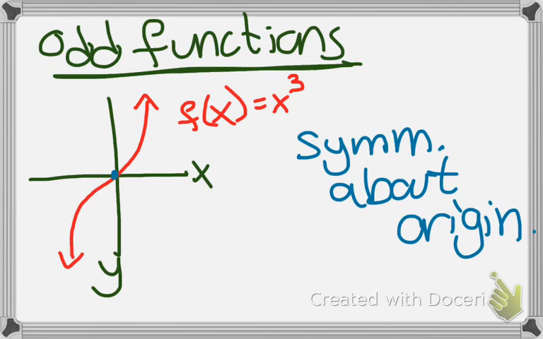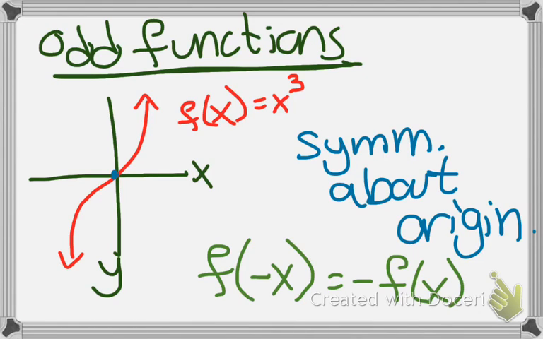Another way of saying that, the mathematical notation for that, would be if you were to plug in your negative number, you would get the negative of the original, right? So if I plugged in positive 2, I got positive 8. But if I plugged in negative 2, I ended up with negative 8, and that's what we mean by that. So that's the definition and all the different ideas for odd functions.